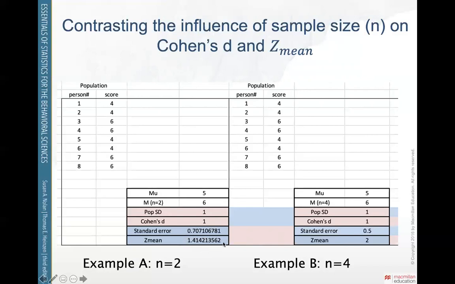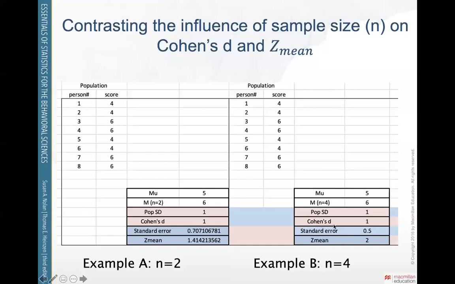Now we're going to go over to the other example over here where we have a sample size of 4. And you notice how the standard error has changed. The standard error has gotten smaller. Why has the standard error gotten smaller over here? I need someone to tell me, why is it smaller over here than it was over here? Because N is bigger, N is 4 instead of 2. Thank you. Exactly. N is bigger. It's now 4 instead of 2.